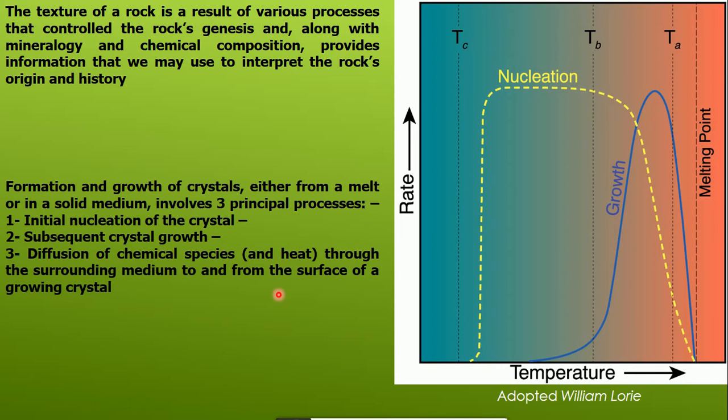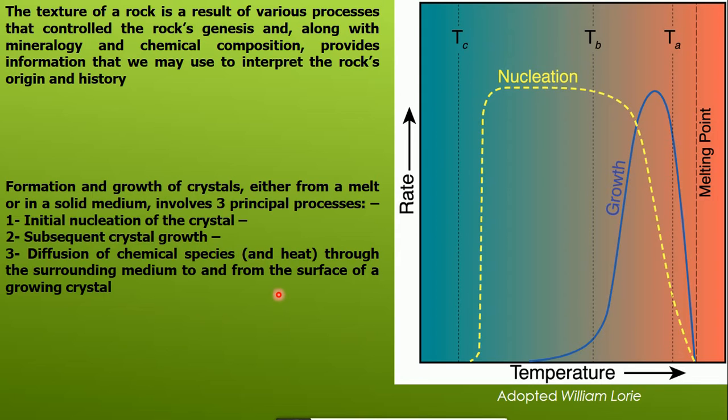Formation and growth of crystal, either from a melt or in a solid medium, involves three principal processes. First, initial nucleation of the crystal; second, subsequent crystal growth; third, diffusion of chemical species, that is heat, through the surrounding medium to and from the surface of a growing crystal.